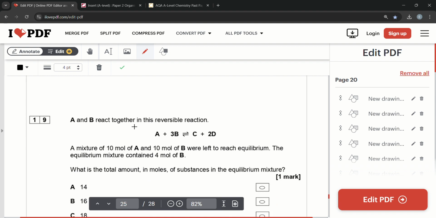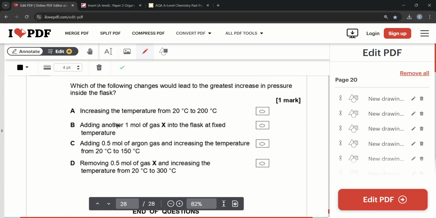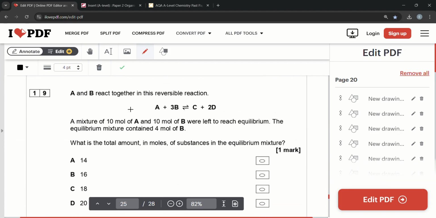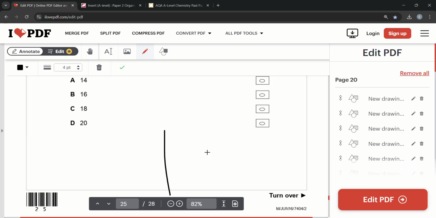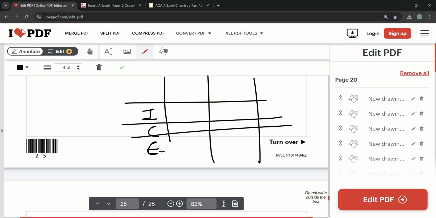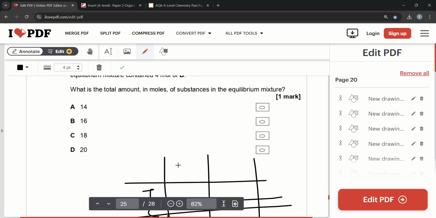Question 19. A and B react together. This reaction was the total amount of moles of substances in equilibrium mixture. How many questions do you have left? Okay, not that many. So I'm gonna try to be a bit quicker now. Okay, so we'll draw out a table. I, C, E. Initial moles, change of moles, equilibrium moles. We've got A, B, C, and D.